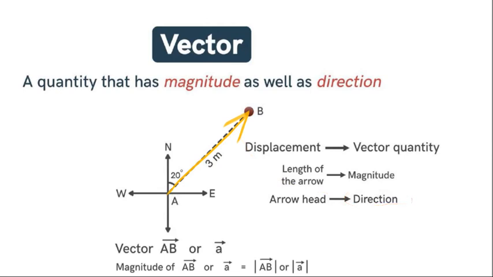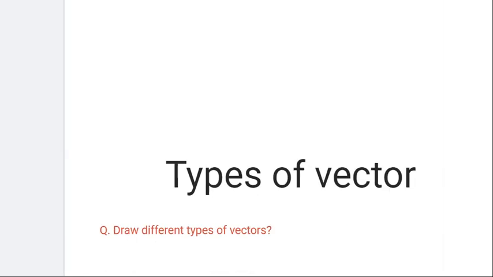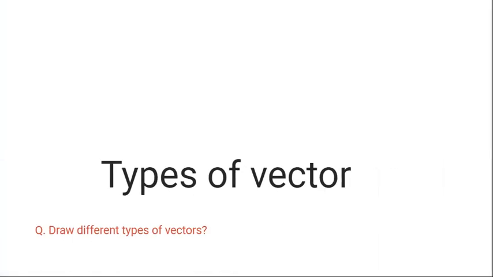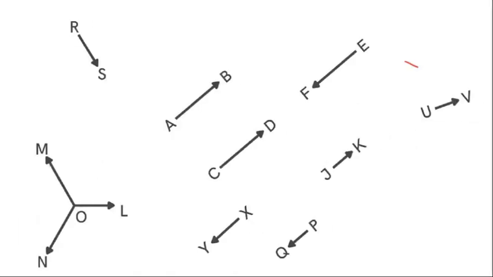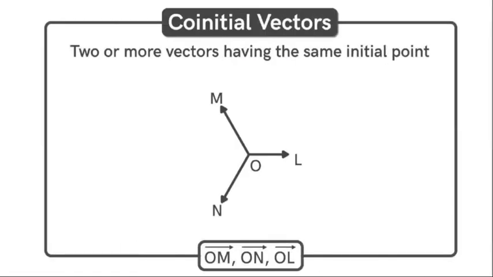Fine. So after discussing vectors, next let's discuss the types of vectors. So here you see different types of vectors are shown on the screen. So let us start with this one, the first one. So in this case you see there are three vectors. First you have OM, then you have ON, and then you have OL. So your three vectors are OM, ON, and OL.